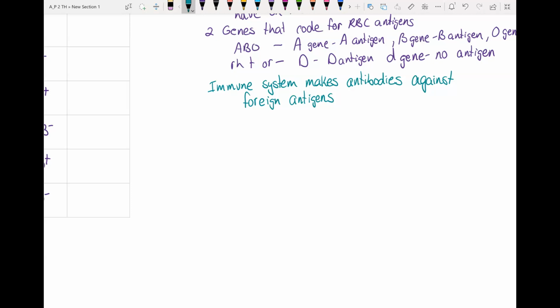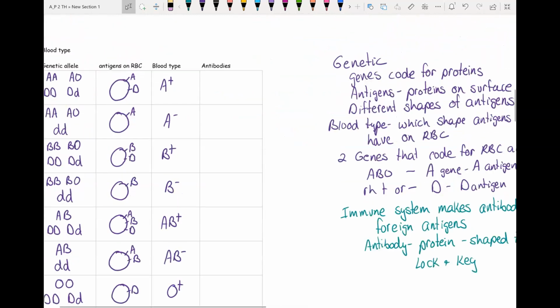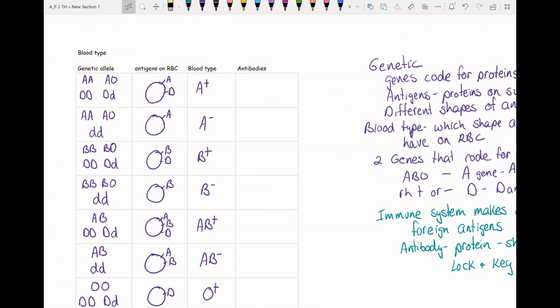So antibodies are proteins. And again, proteins are all about shape. They are shaped to fit to an antigen. So you can think of antibodies and antigens as like a lock and key.